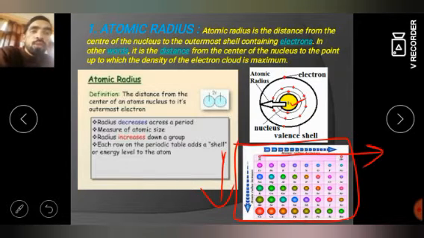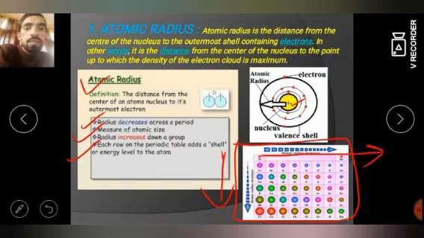Okay, so you can resemble the circle shape here. It is increasing toward down and it is decreasing toward left. So once again, the revision: what is atomic radius? The distance from the center of the atom's nucleus to its outermost electron is called atomic radius. Radius decreases across a period. It measures the atomic size also. Radius increases down the group. Each row on the periodic table adds a shell. Because of that, it is increasing down the group. Hope you understood atomic radius.